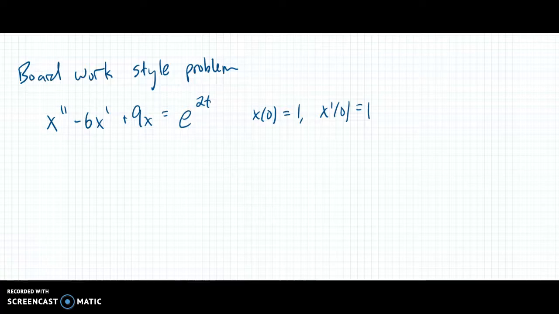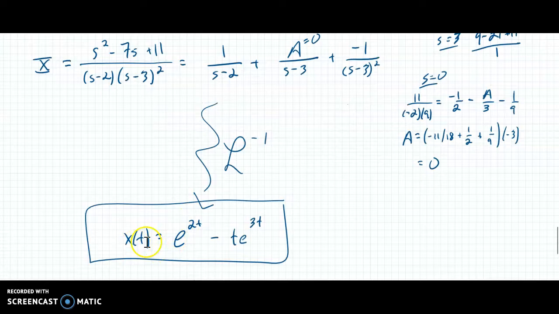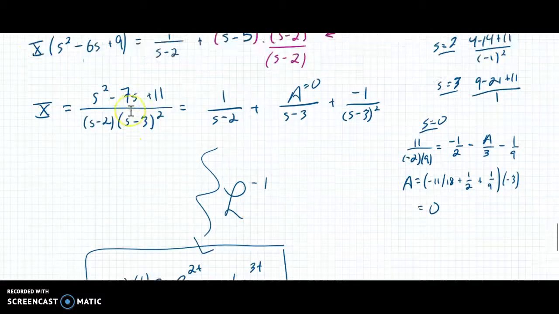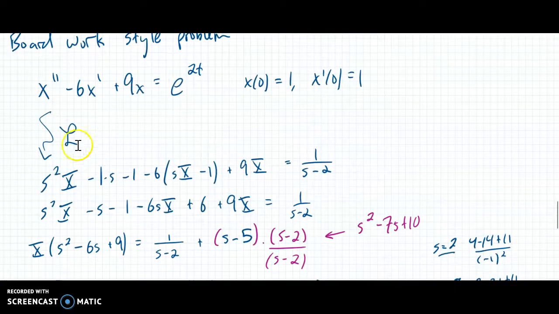Here comes your solution. Here's our solution. It is e to the t minus t e to the 3t. I want to point out that, if you got that, awesome. Go forward to the timestamp that I list out for you, whether it's in the description below, or whether it's on a Google Doc. But I'll go through the whole process.